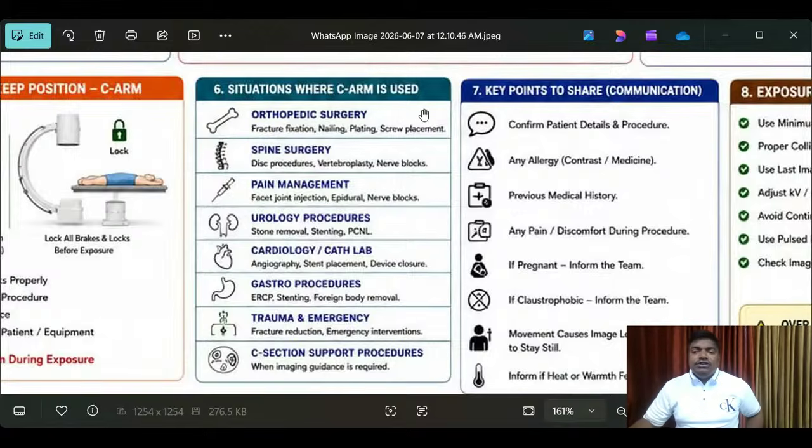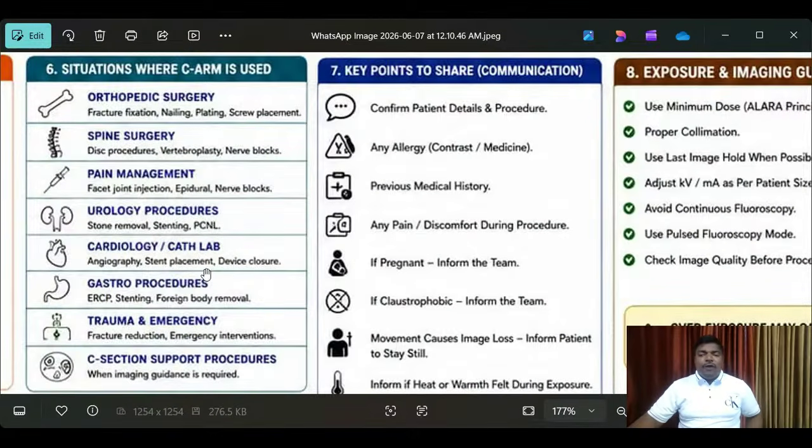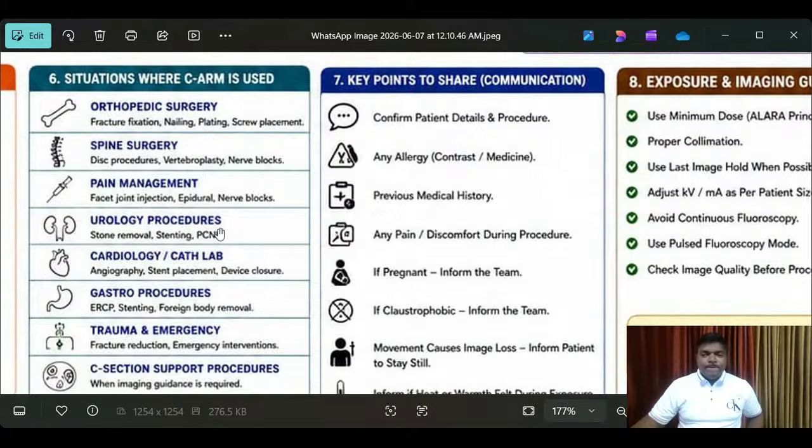Situations where the C-arm is used. This is very, very important. As a biomedical engineer, you have to know this point. That is why I bring it for you. See here, situations where the C-arm is used.